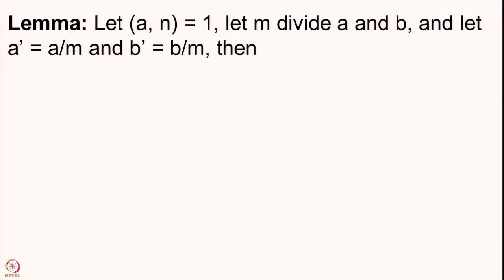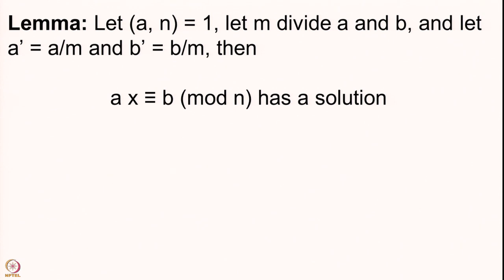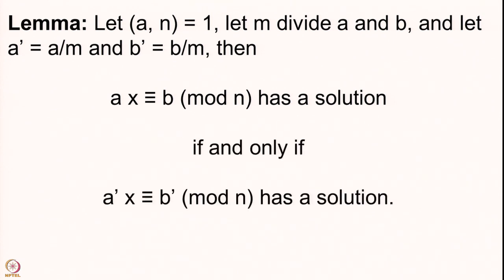Then we divide by M to obtain a new A, call that A prime, which is A upon M, and a new B, which is B prime, which is B by M. Then our original congruence Ax congruent to B mod n has a solution if and only if A prime x congruent to B prime mod n has a solution. So, here we have reduced the coefficient of x by having divided it by M. Of course, as a bonus we got that this also got reduced.